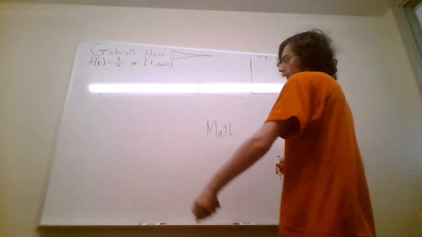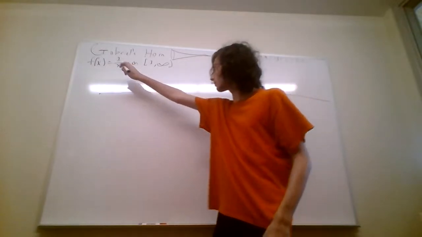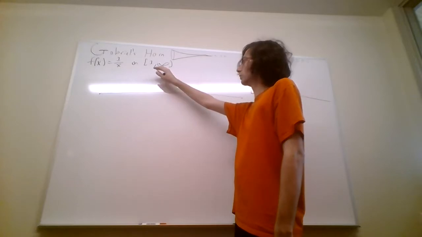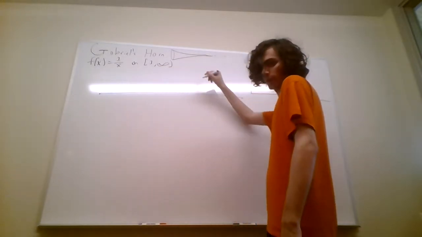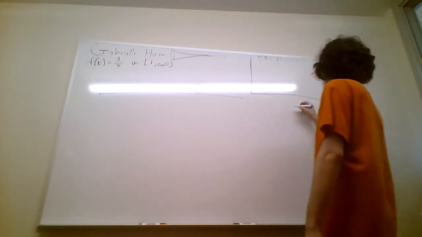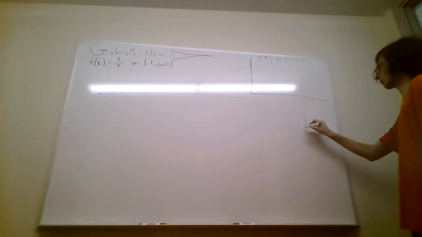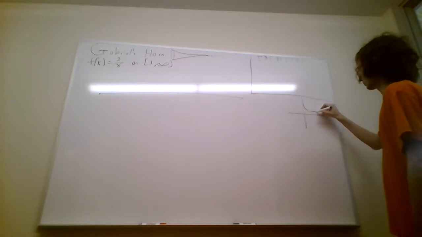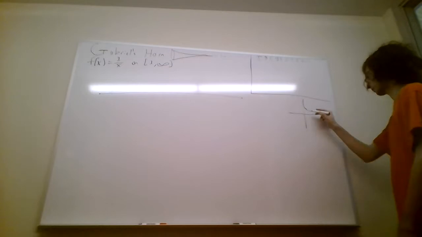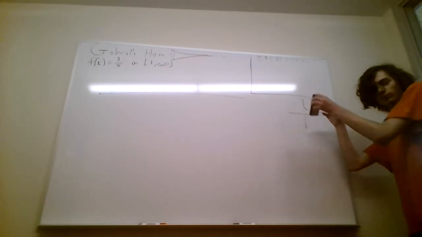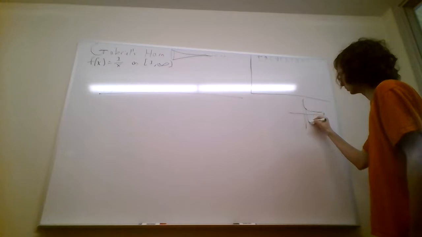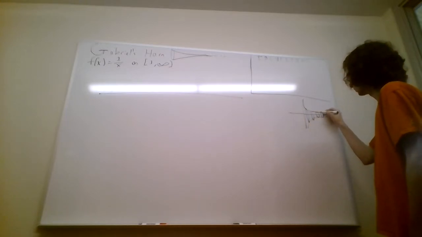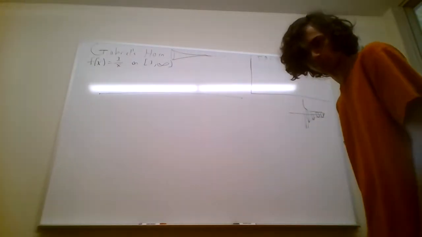Alright, so this is Gabriel's horn. It's defined as f of x equals 1 over x on the interval from 1 inclusive to infinity, non-inclusive. And you can imagine if you draw these axes, y, x, and you revolve it around the x-axis right here, if you drew a mirror image, it'll make a horn-like shape, and it has some cool properties about it.